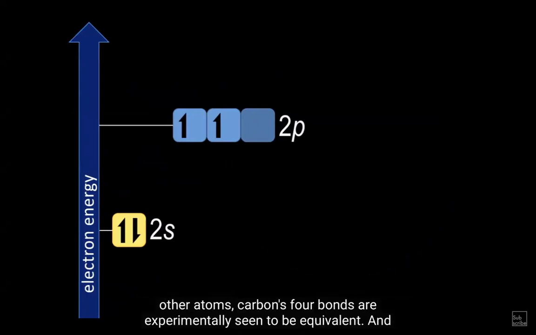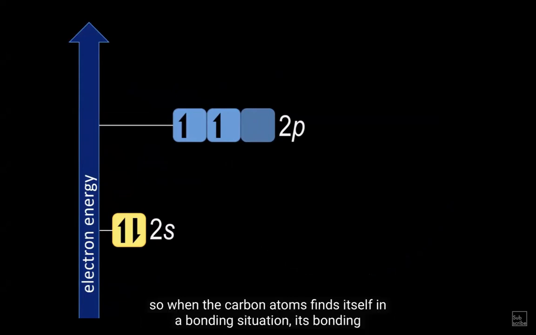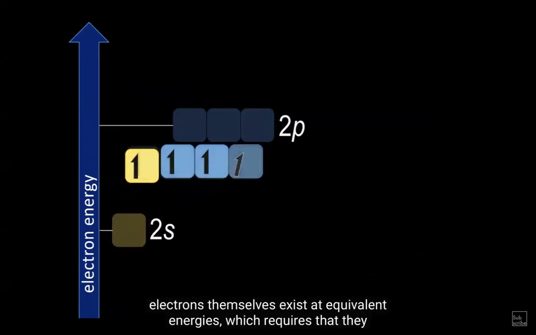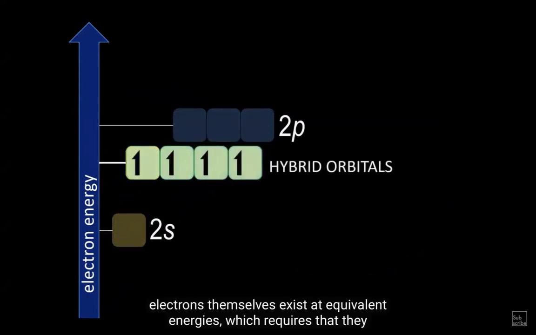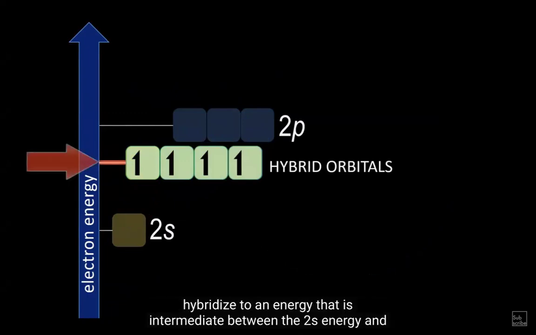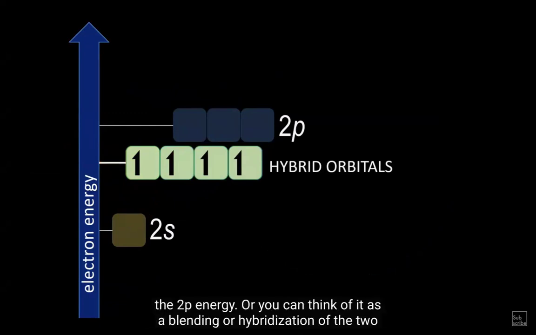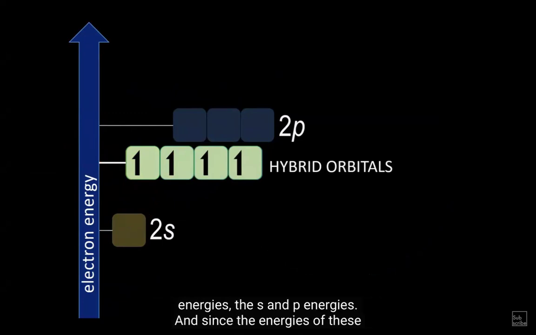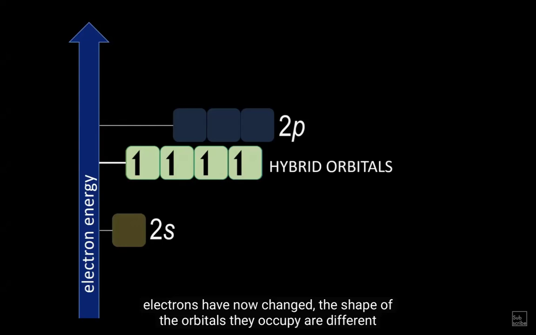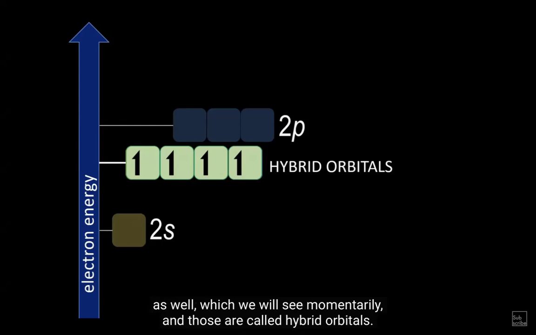When carbon bonds to 4 other atoms, carbon's 4 bonds are experimentally seen to be equivalent. And so when the carbon atom finds itself in a bonding situation, its bonding electrons themselves exist at equivalent energies, which requires that they hybridize to an energy that is intermediate between the 2s energy and the 2p energy. Or you can think of it as a blending or hybridization of the two energies, the s and p energies. And since the energies of these electrons have now changed, the shape of the orbitals they occupy are different as well, which we will see momentarily, and those are called hybrid orbitals.